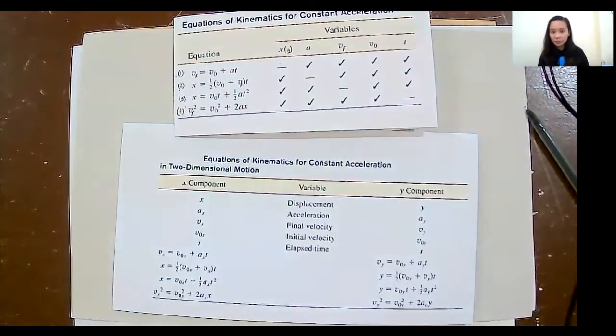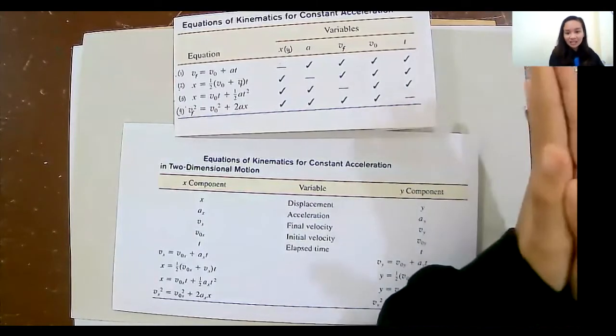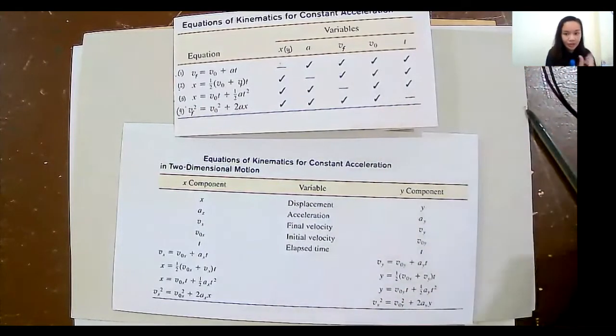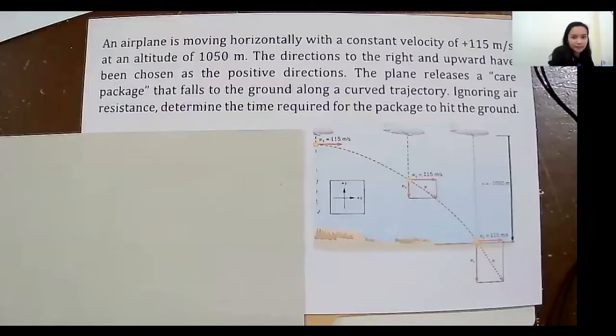Kahit naka two-dimensional yung problem natin, we are still going to deal with the problems na naka x-axis siya, tapos i-separate din natin yung y-axis na given. So for the second example we have here, an airplane is moving horizontally with a constant velocity of positive 150 meters per second at an altitude of 1050 meters. The directions to the right and upward have been chosen as the positive directions. The plane releases a care package that falls to the ground along a curved trajectory. Ignoring air resistance, determine the time required for the package to hit the ground.